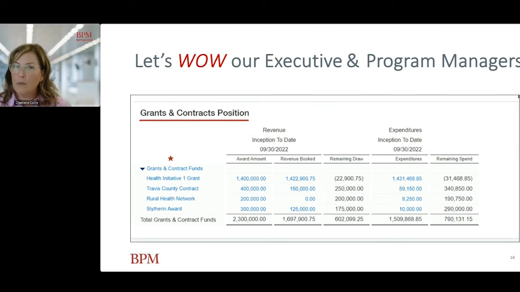What's wonderful about this report is you're able to look at not only the status of revenue booked and expenditures, but you also get a viewpoint into the total award amount. And as senior managers and program managers, this is an area that they're watching all the time to make sure they're deploying resources in the right areas, and they're making collections or billing out when needed.